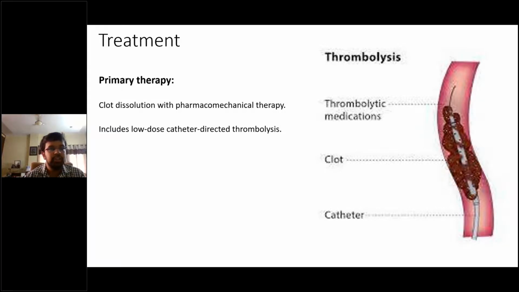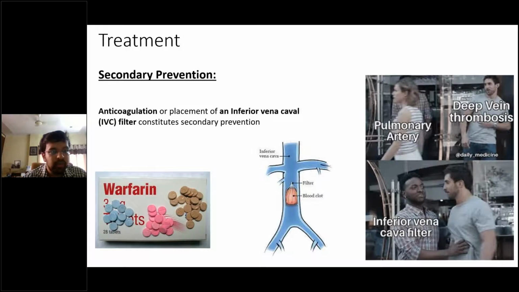The secondary prevention of the DVT would include anticoagulation or placement of an IVC filter. Anticoagulation is done by warfarin and heparin, and this is an IVC filter. So basically, the IVC filter is inserted into the inferior vena cava, and it prevents blood clots from going into the heart. DVT has a propensity to embolize into the pulmonary artery, but the inferior vena cava filter stops the DVT from causing pulmonary embolism. So this is the secondary prevention.